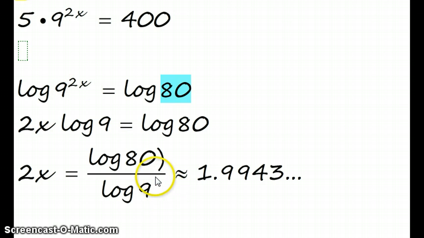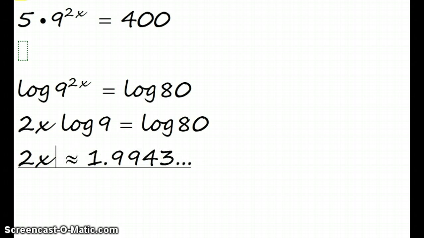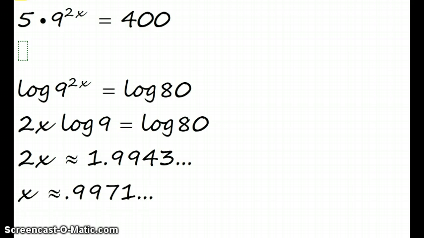So what you're going to do in the very end is get rid of this, and divide both sides by 2. Make sure to use this as your answer. Don't just round it off. Use the entire answer that you have in your calculator. And so x comes out to be about 0.9971. And you're going to round it to whatever decimal place it asks you to.